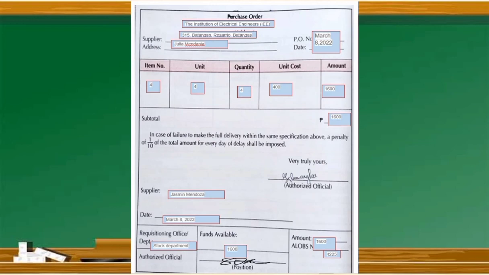Here's the example of a purchase order. You have to indicate the name of the institution, the supplier, and the address. Also, the PO number and the date. For example, March 8, 2022. Write the item number, unit, quantity, unit cost, and the amount. Don't forget the signature of the authorized personnel in the institution and the supplier.